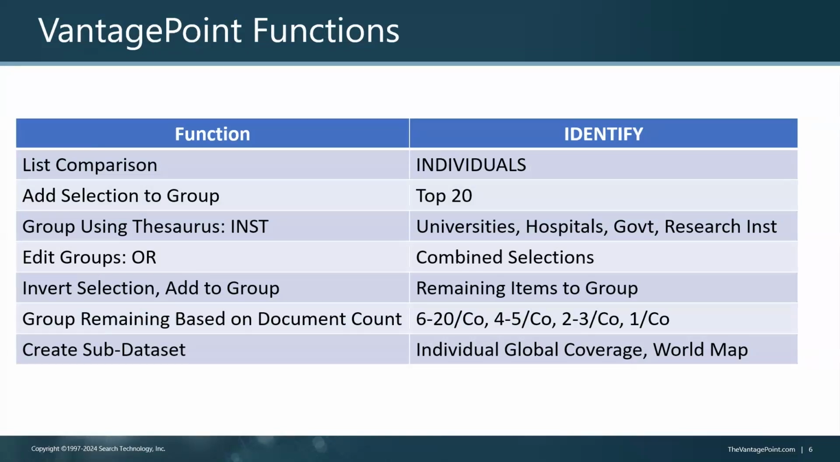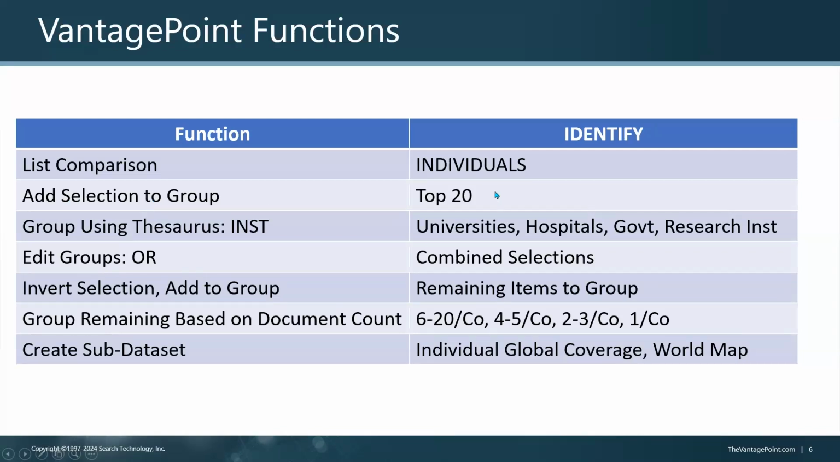And to me, this is the very essence of VantagePoint, the ability to manipulate lists, generate groups, and build additional fields from your group information. We're going to use list comparison between the assignee list and the inventor list to identify the individuals within my assignee list. We're going to be adding selections to groups to identify our top 20 and do other identifications.